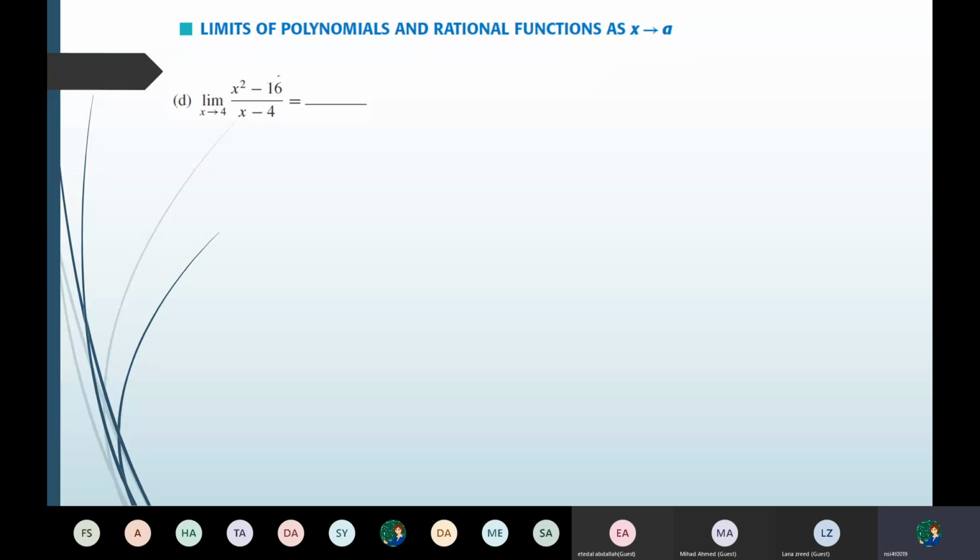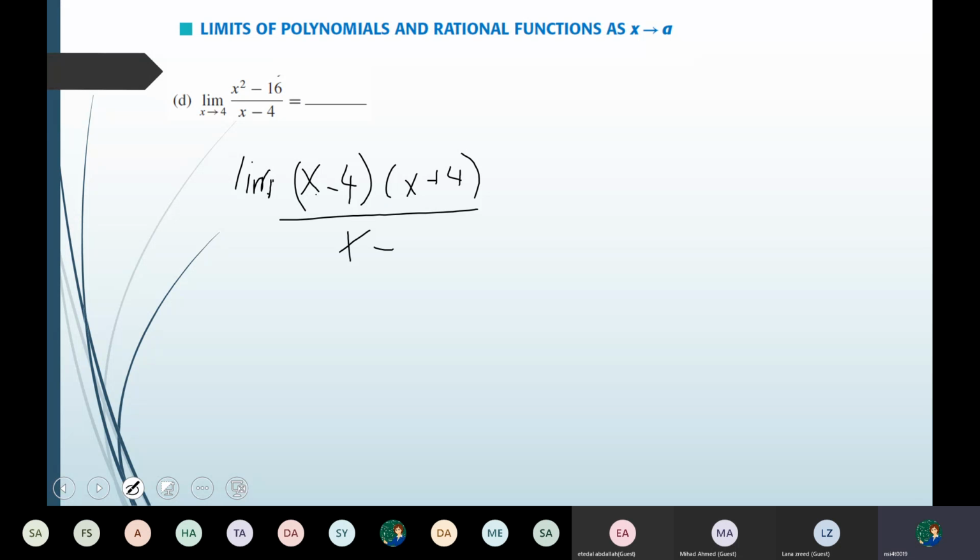when x approaches a. We said if we have the limit of x squared minus 16 over x minus 4 when x approaches 4, since 4 here is a zero of the denominator, I have to simplify. Let's now rationalize or simplify the numerator. It will be x minus 4 times x plus 4, over x minus 4, when x approaches 4.